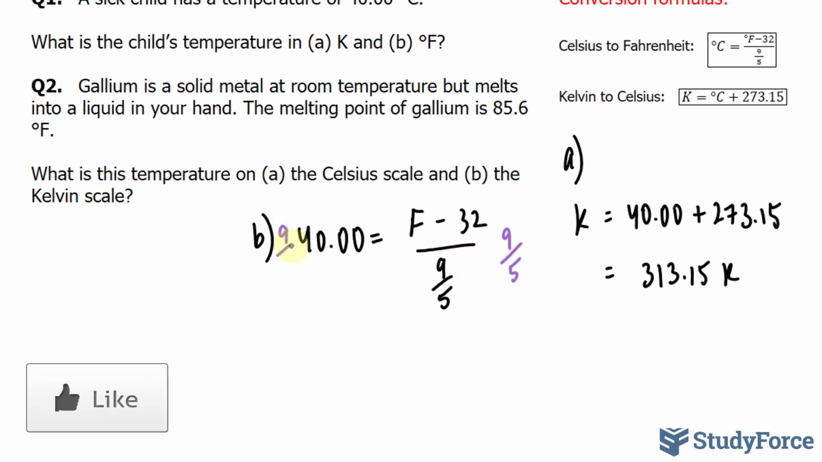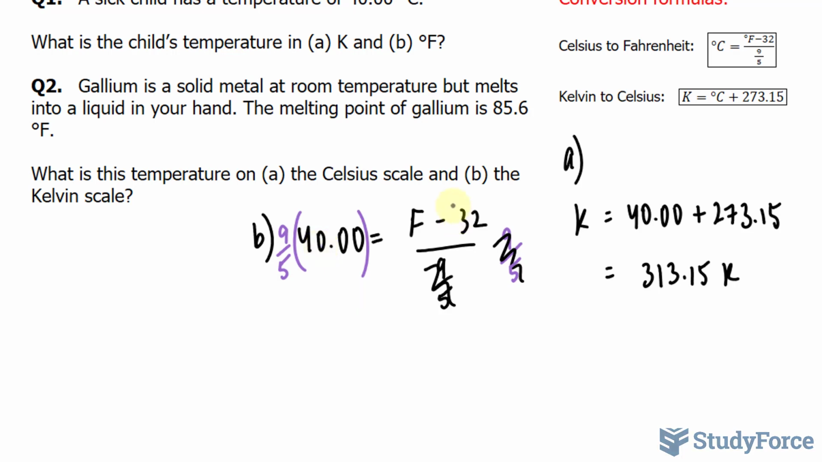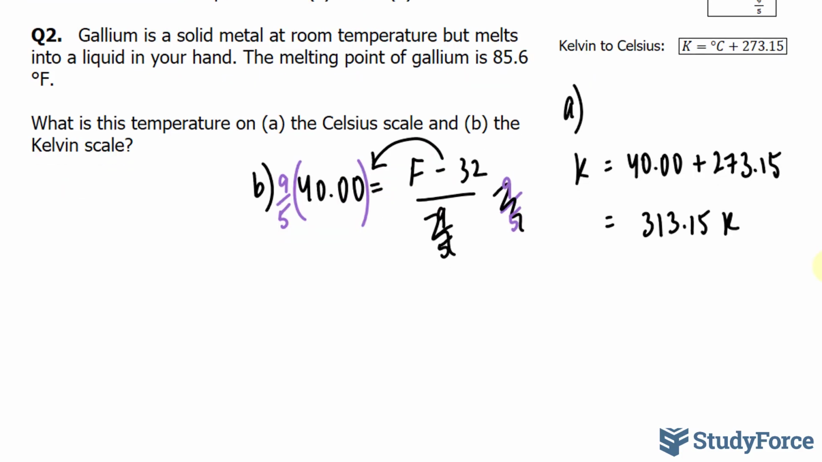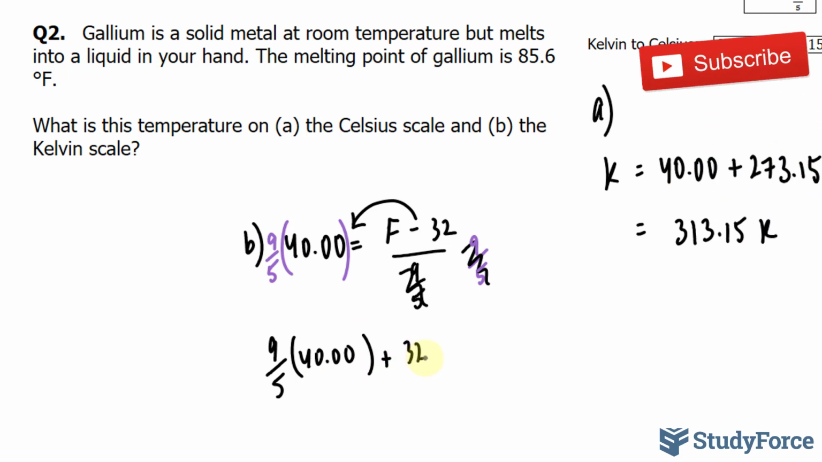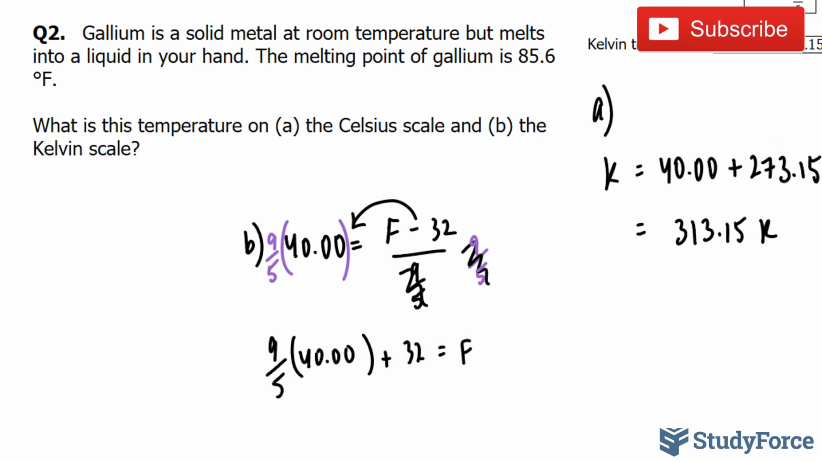Look what happens. This 9 over 5 here and this 9 over 5 will cancel each other out. And on the left side, we have 9 over 5 times 40. In other words, 9 times 40 divided by 5. We'll worry about that later. Next, what we have to do is take this negative 32 and bring it over to the left side. Look what happens if you do that. We get 9 over 5 times 40.00 plus 32 is equal to F.